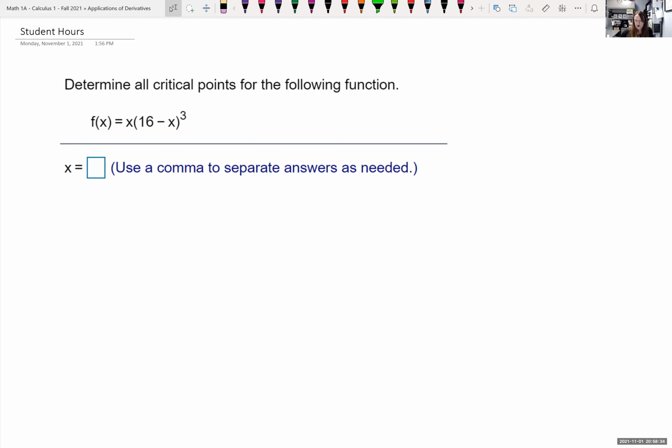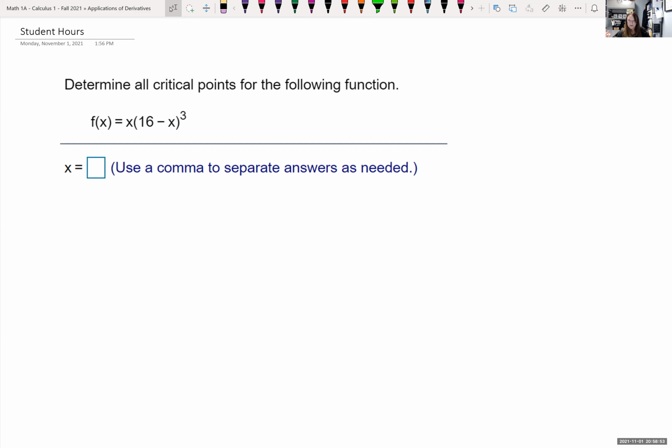We're looking at one of your homework problems, which asks us to find the critical points for the following function, f of x equals x times 16 minus x cubed. So to find the critical points, I need to figure out when is my derivative equal to 0, and are there any values which make it undefined.